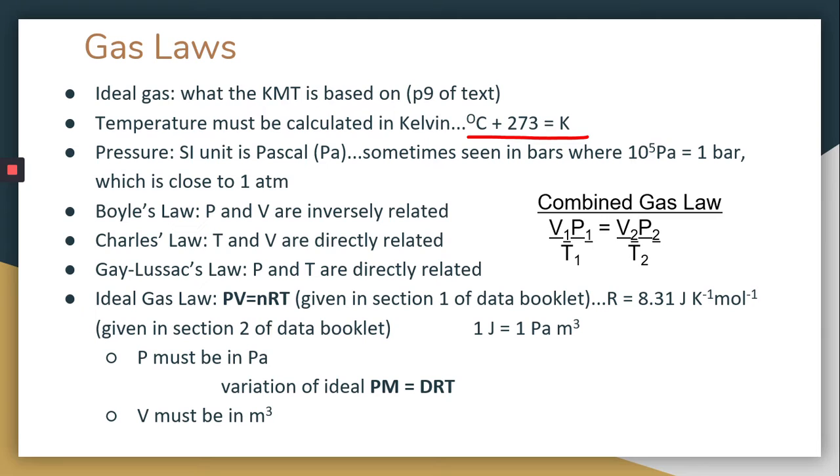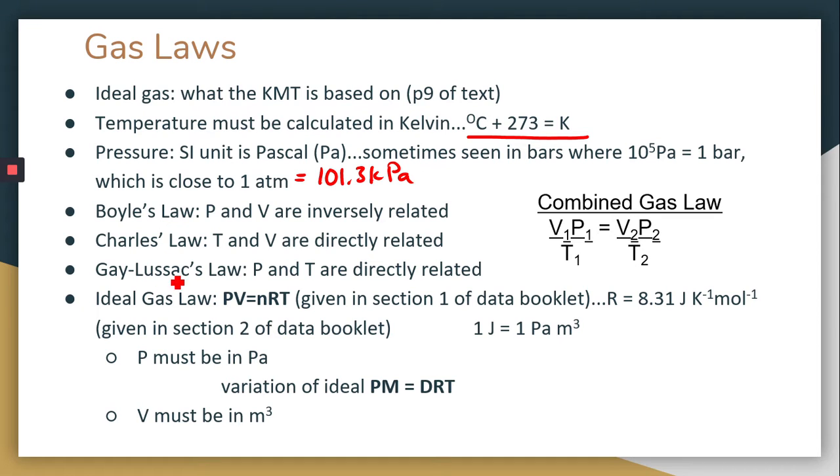For IB purposes, we tend to talk about Pascal or kilopascals. And so something to remember is that 1 atm is equal to 101.3 kilopascals. But we typically just deal in pascals.